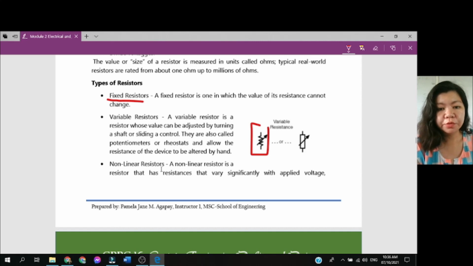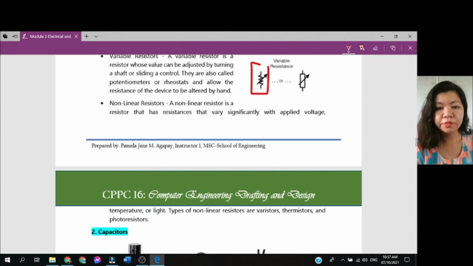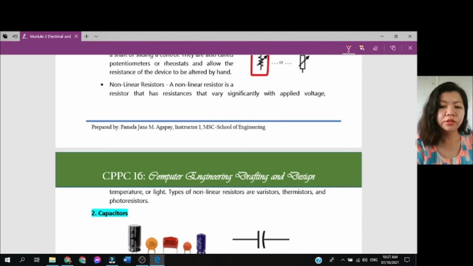So they are also called potentiometers or rheostats and allow the resistance of the device to be altered by hand. So we also have the nonlinear resistors, which have resistances that vary significantly with applied voltages, temperature, light. Types of nonlinear resistors are varistors, thermistors, and photoresistors.